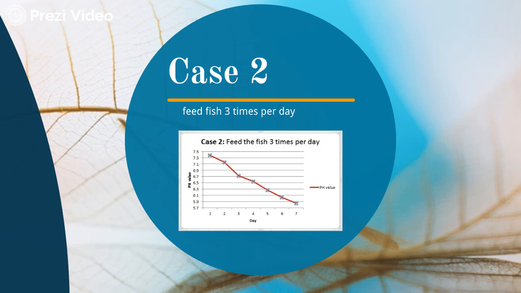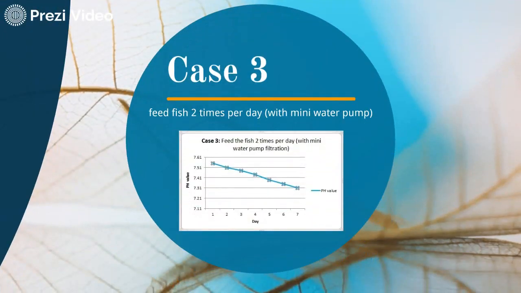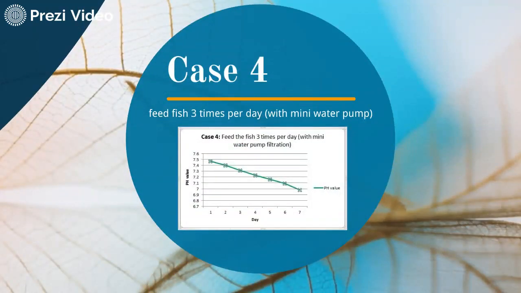between the 7 days. And then case 3, now we are feeding the fish 2 times, and we also include a mini water pump in the aquarium. So the pH value drops less than in case 1, because we have the water pump. And case 4 also drops slowly even though we feed the fish 3 times.